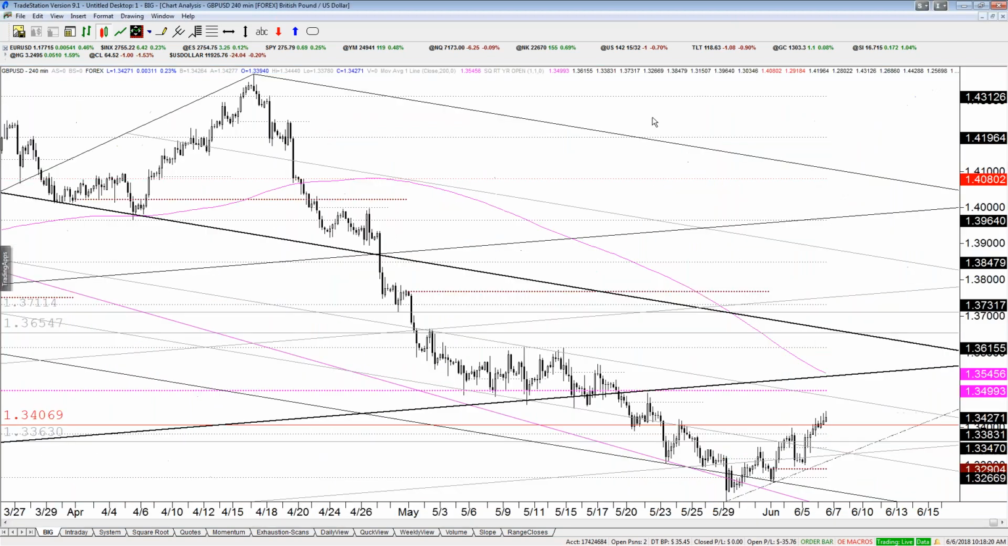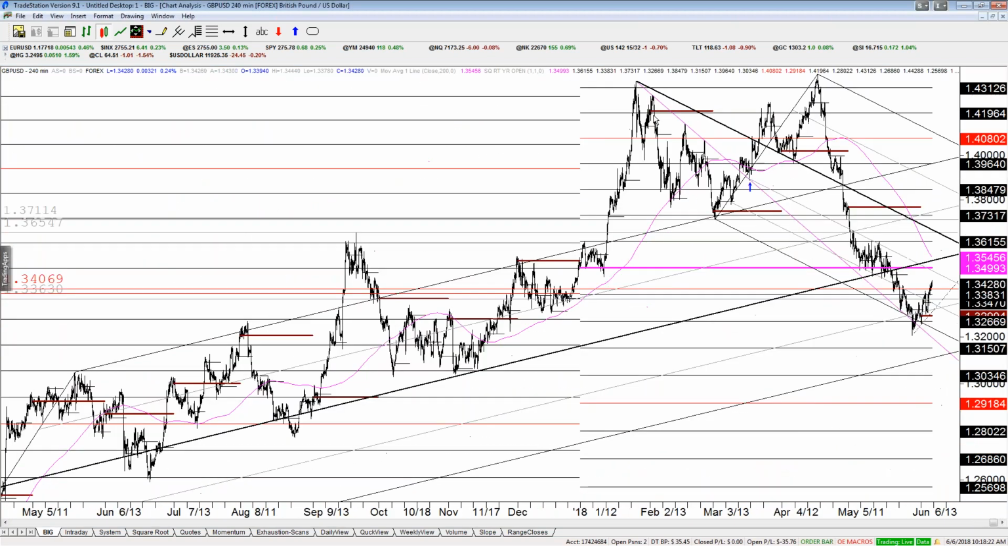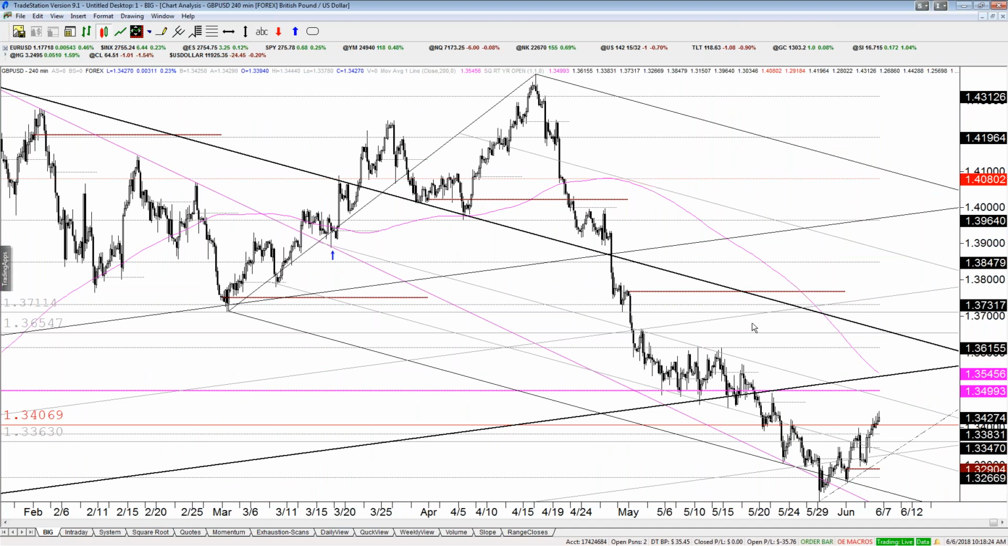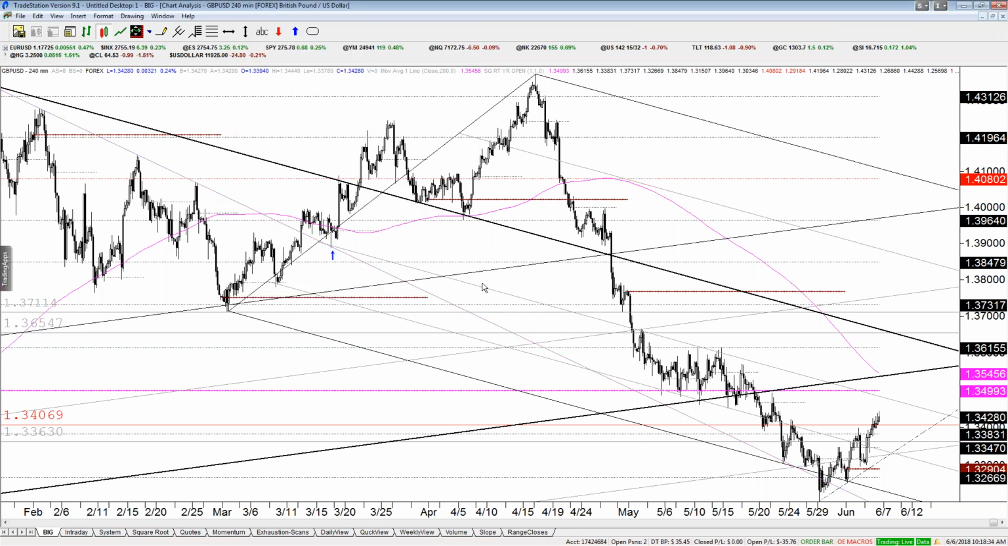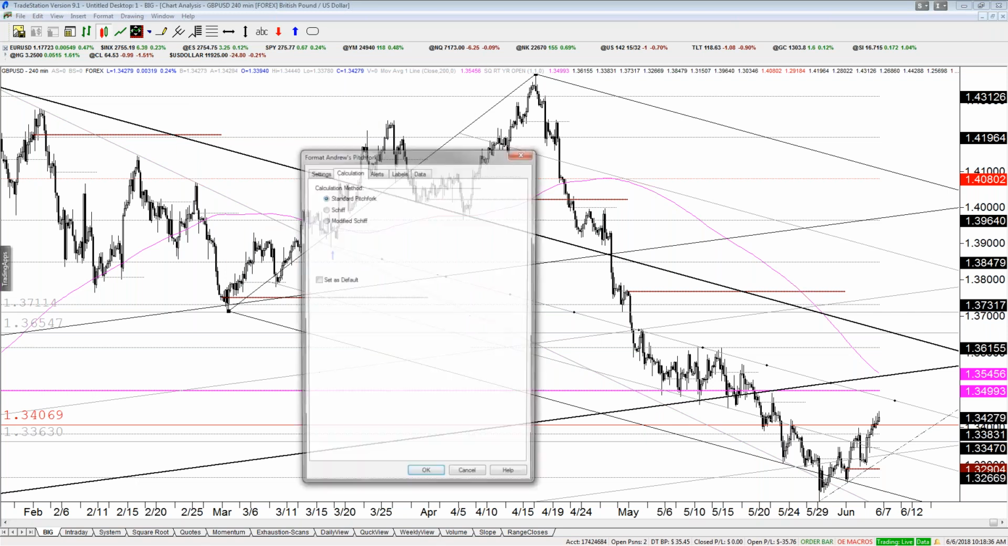All right, so here's a 4-hour chart, okay? Can change the colors up on this a little bit. You see this parallel right here?